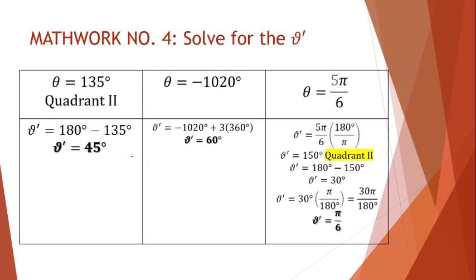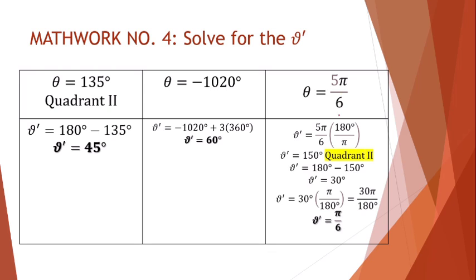Solve for reference angle. So, number 1. So, subtract. Since nasa quadrant 2 siya, so 180 minus 135. So, we have 45 degrees. This is your reference angle. And ito naman, ilang beses siya i-add to 360, that to become it between 0 to 90, and that is 60. Okay. Ito yung lumabas. And since 60 is between 0 and 90.